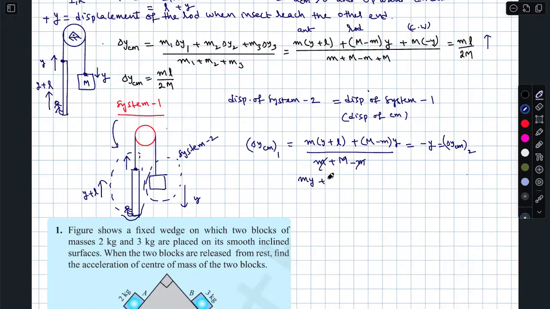M into y plus m into l plus m into y minus m into y is minus m into y. Correct? Right.